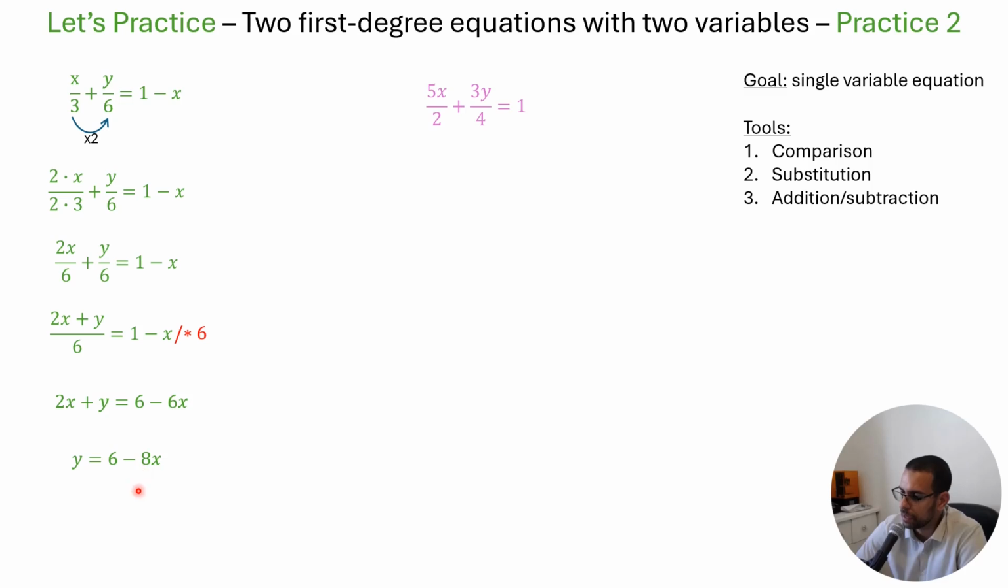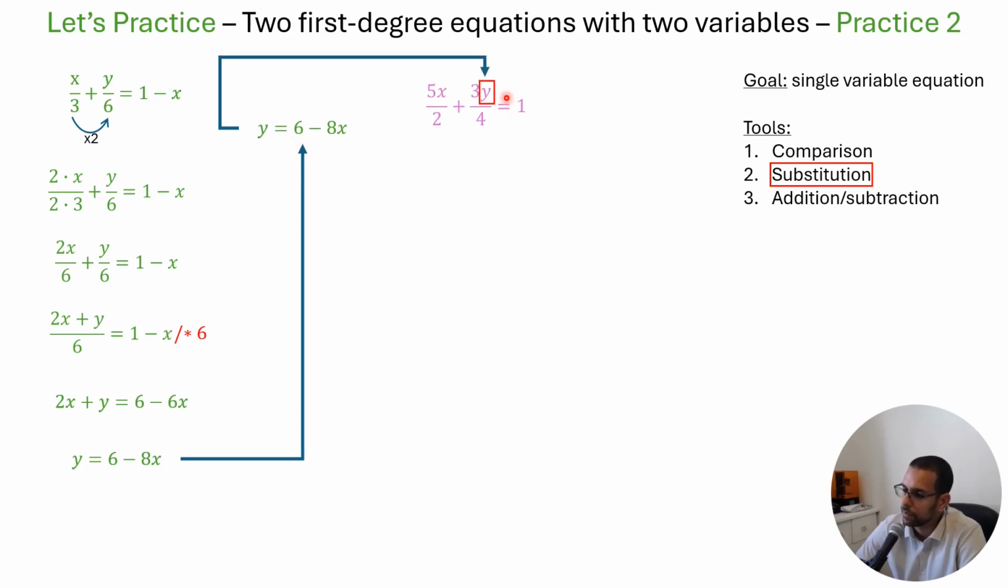And now I have a straight line equation, right? With a slope of -8 and an intersection point with the y-axis of y equal to 6. And let's do something interesting. I can see that I can easily do a substitution. I can substitute this y right here with this value right here. I'm just going to place 6 minus 8x instead of this y.